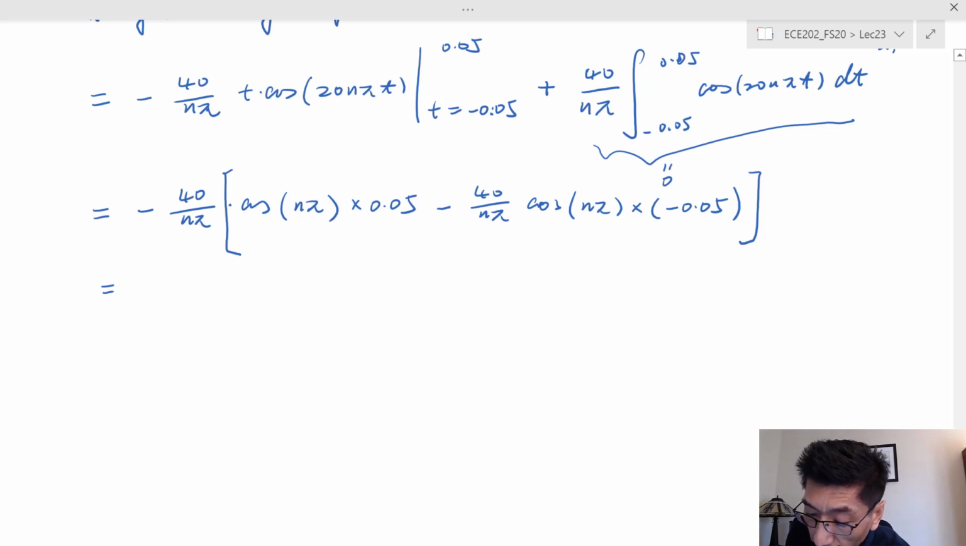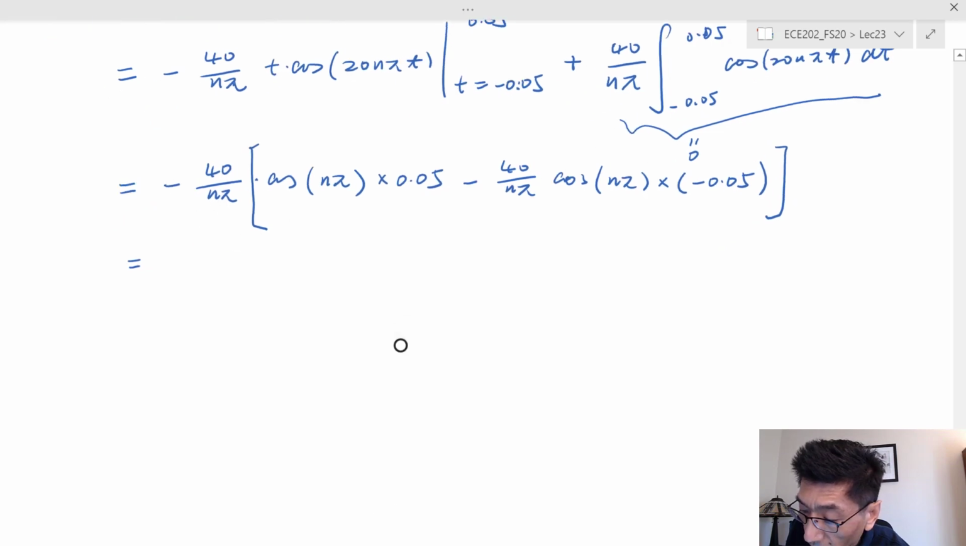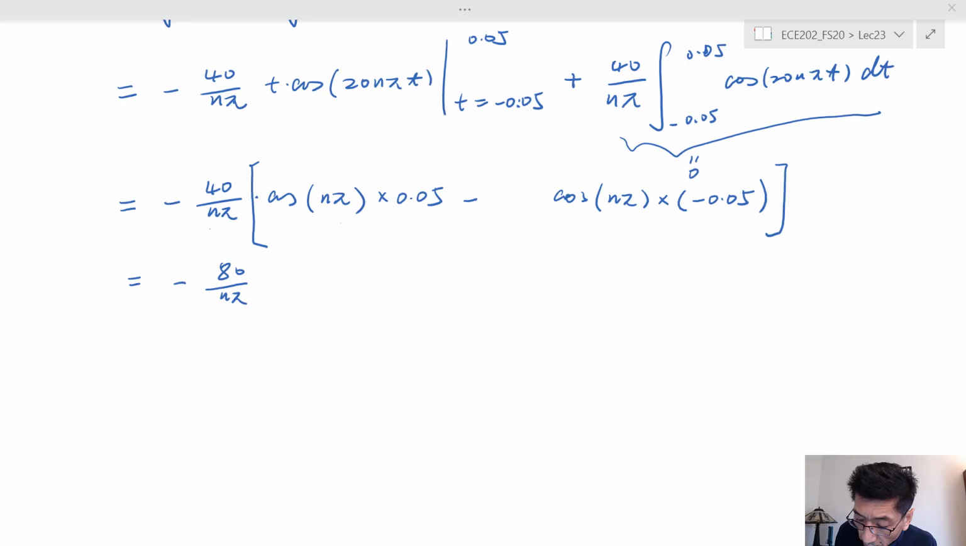So we have cosine n pi factor out, and we have this one here, and we have, oh, I don't have n pi. I have cosine. Yeah, so I have 40 over n pi outside. So I only have this term. So this term will double this, right? So that's 80 over n pi times cosine n pi times 0.05. So 80 times 0.05, that's 4, right?